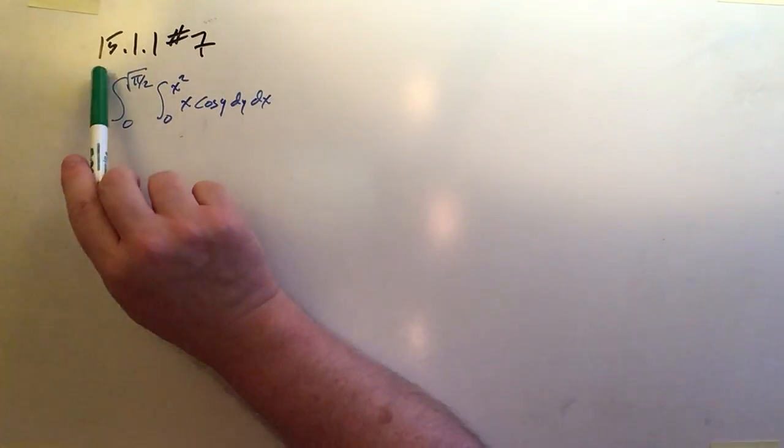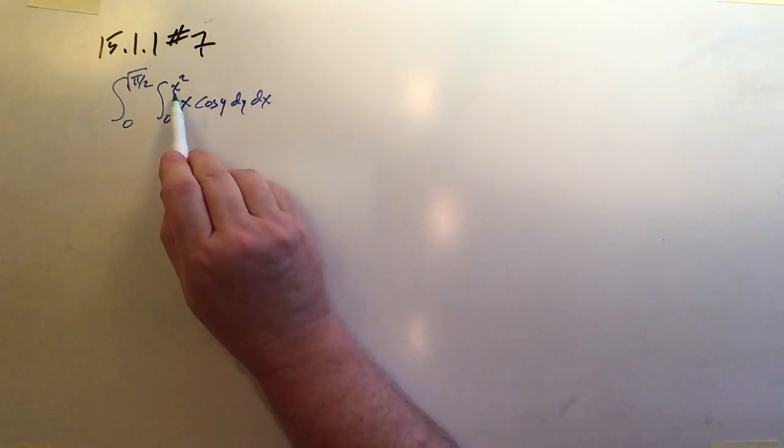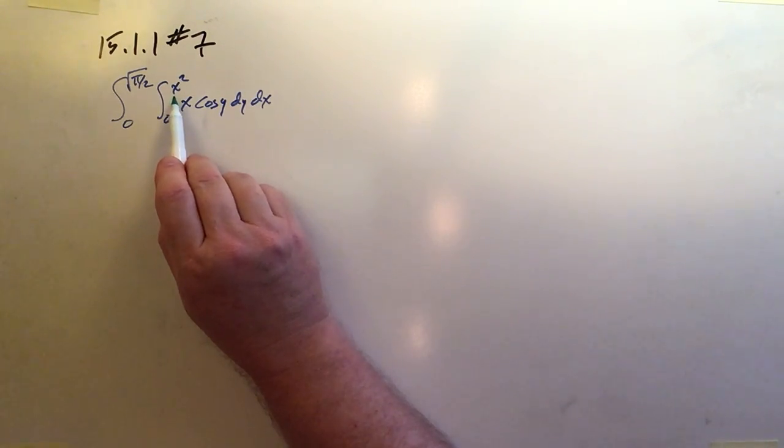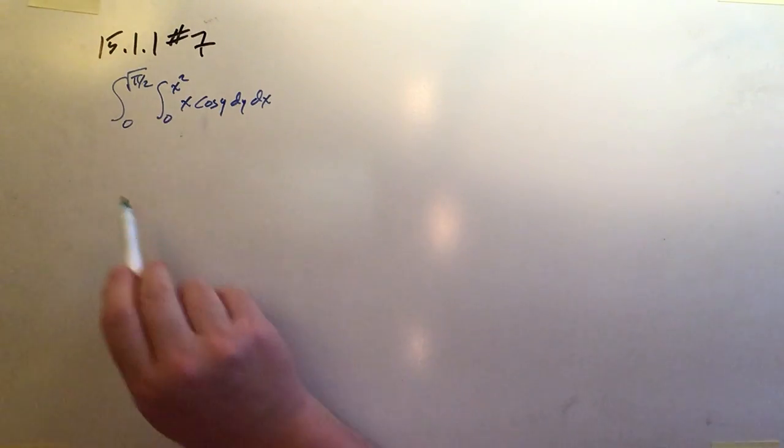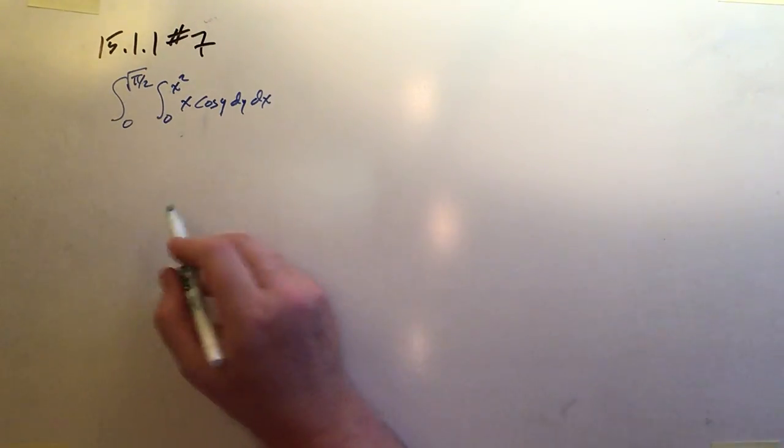Okay, this is sample 15.1.1, number 7. This will be the last of our double integrals. Okay, this one features some trig. It's got a variable limit and a pretty unpleasant limit here, the square root of pi over 2. I imagine, though, by the time we get there, it's going to work out okay.